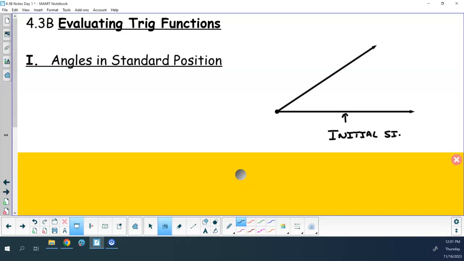side, where the angle starts. Okay? So that's our initial side. That's a ray, so it has an end point on one side, and it goes on forever and ever and ever in one direction. Okay? That end point that we have of that initial side ray, we call the vertex.